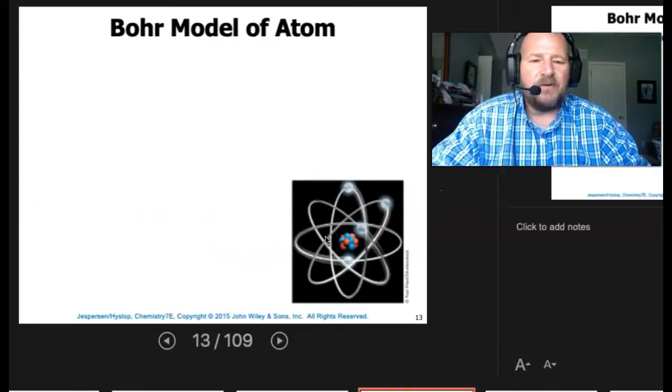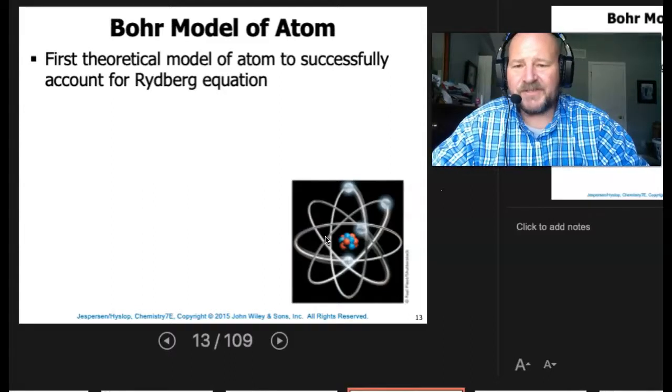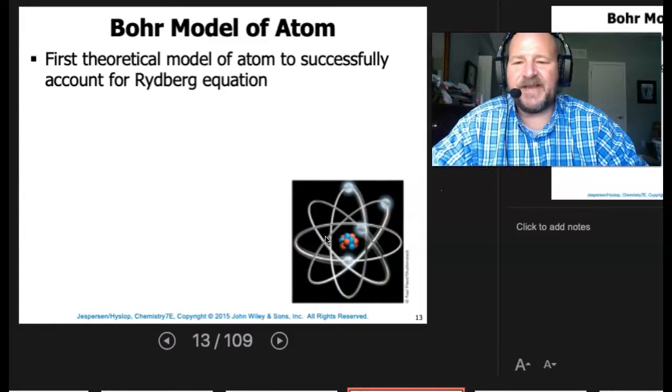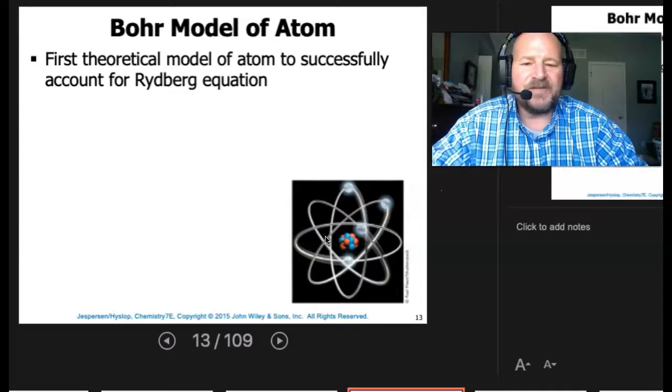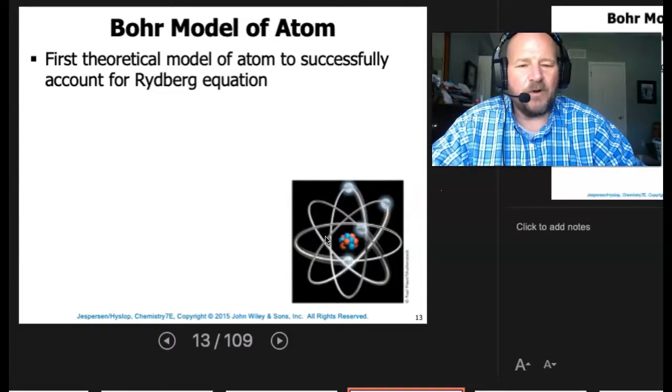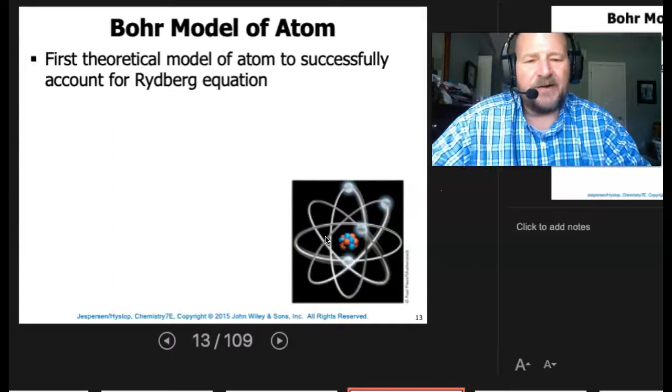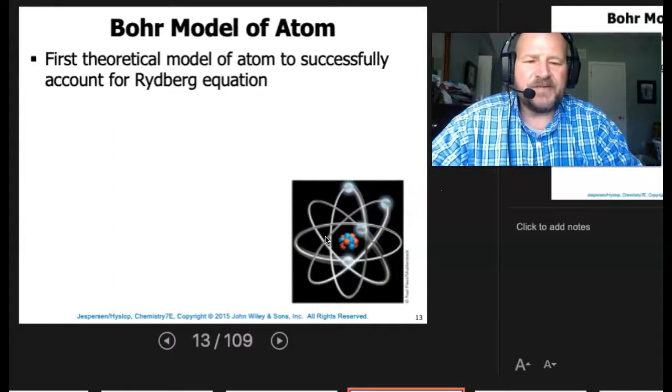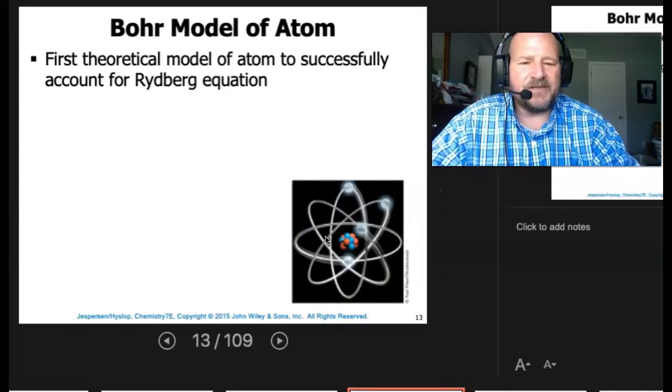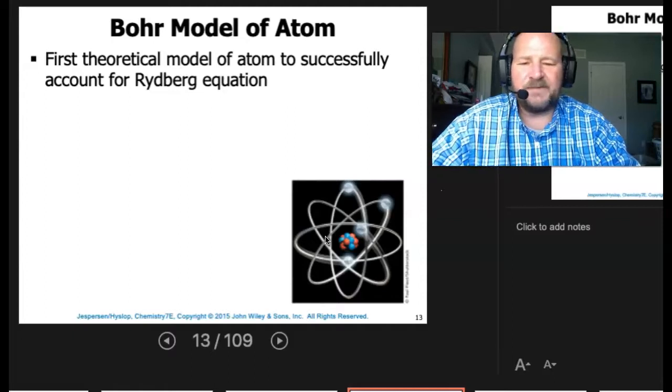Now, the Bohr model of the atom. The first theoretical model of the atom to successfully account for the Rydberg equation was the Bohr model. And this is the one that we kind of work with. It's also referred to as the planetary model. A lot of times when students get to this level of chem, they've had it in high school and you've heard of this before, seen this before.